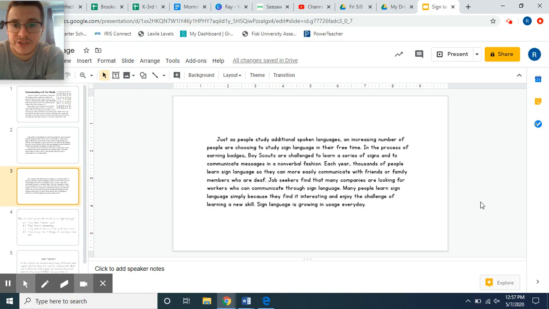Just as people study additional spoken languages, an increasing number of people are choosing to study sign language in their free time. In the process of earning badges, Boy Scouts are challenged to learn a series of signs and to communicate messages in a nonverbal fashion. Each year, thousands of people learn sign language so that they can more easily communicate with friends or family members who are deaf. Job seekers find that many companies are looking for workers who can communicate through sign language. Many people learn sign language simply because they find it interesting and enjoy the challenge of learning a new skill. Sign language is growing in usage every day. That means more and more people are using sign language every day.